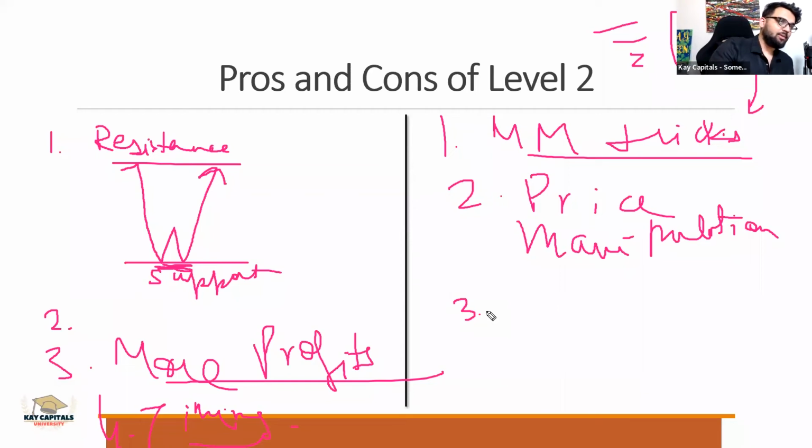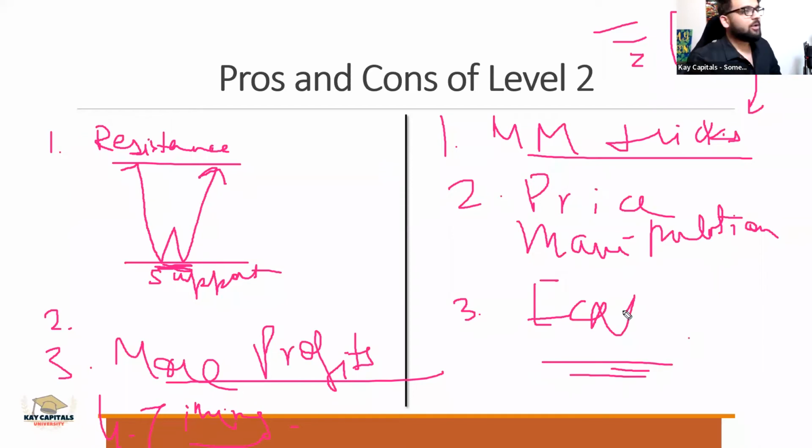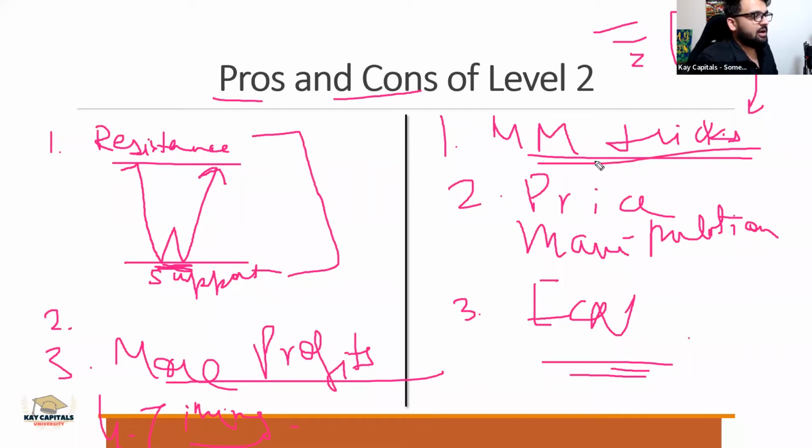So market makers can hide their trades using ECNs and all the stuff. So just be aware of it. So these are the pros and cons you can understand. The pros are support and resistance, short-term price action, more profit, and increased timings. But the cons are that we can be taken over by stop losses, the tricks, and price manipulations.